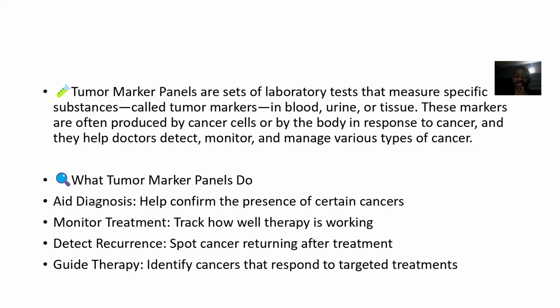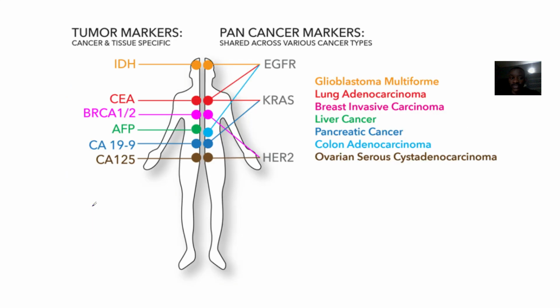So what they do is they aid you in diagnosis, they aid you to monitor treatment, and they aid you to detect if a particular cancer has a risk of coming back to the patient. Like when they are treating a patient, the tumor marker is going down, then all of a sudden it's rising up. Of course, it's telling you that the cancer is likely to come back. Then also it guides therapy.